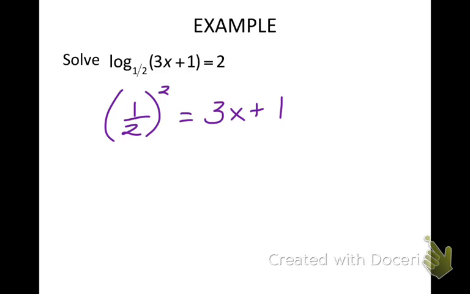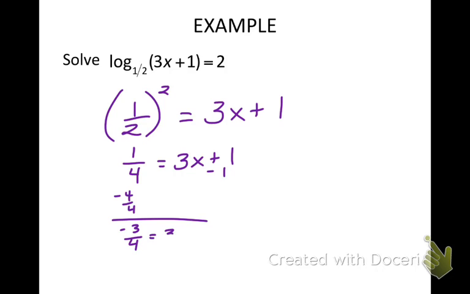So 1/2 squared is 1/4, which is equal to 3x plus 1. Subtract 1, which is really 4 over 4, so I'm going to get negative 3/4 is equal to 3x. Divide by 3, so that gets me negative 3 over 12, which is negative 1/4, is equal to x. Yep, so negative 1/4. Make it fancy, put it in set notation, and that gets us our answer.